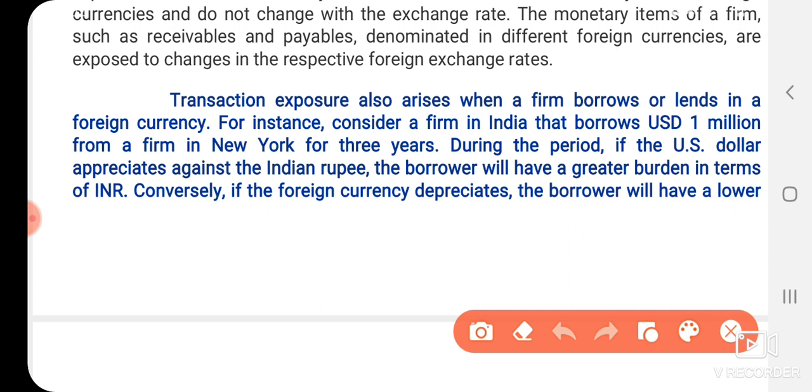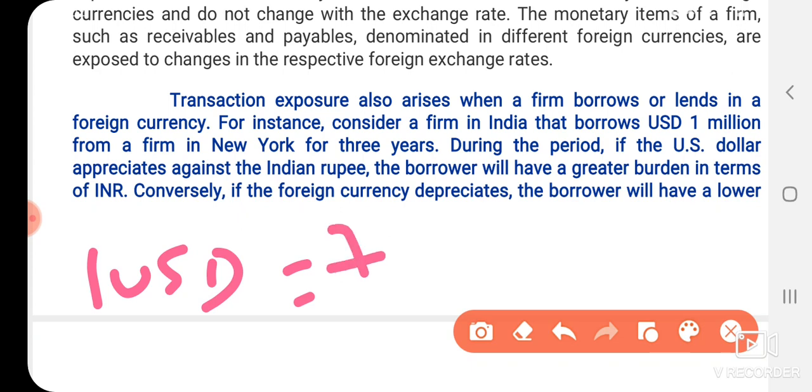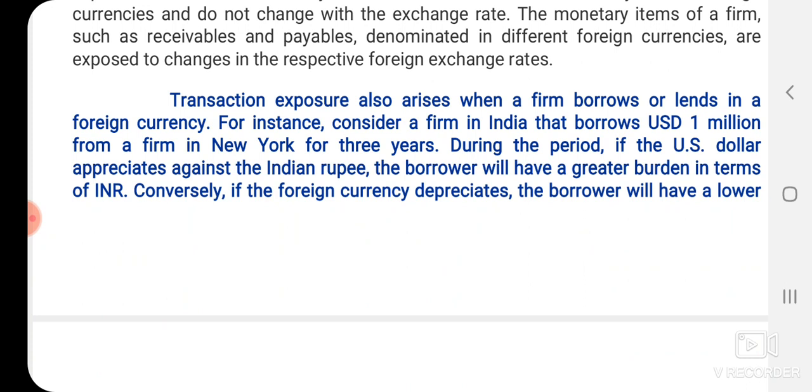During the period, if the US dollar appreciates against the Indian rupee, for example, we know that now 1 US dollar is approximately 72 or 70 rupees. If it has been appreciated, it means the value of our Indian currency has decreased and the value of the US dollar has increased, say to 80 rupees. Then, what will happen, we can see.